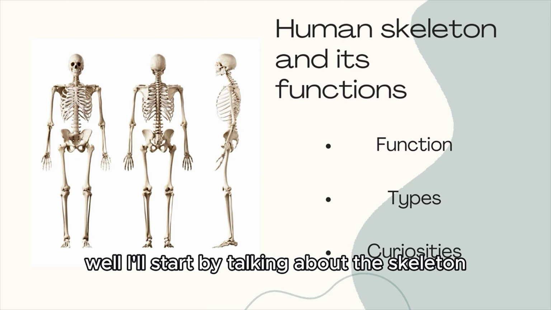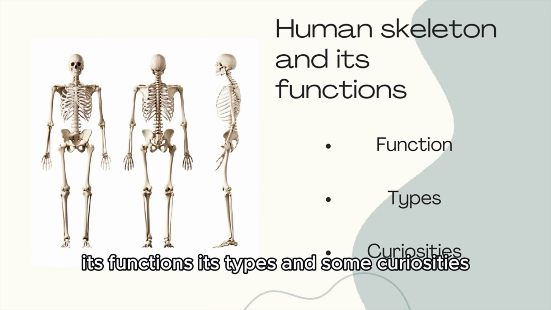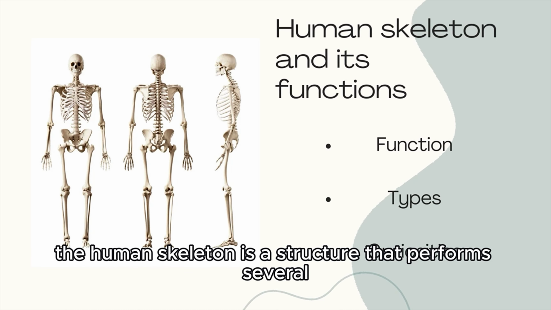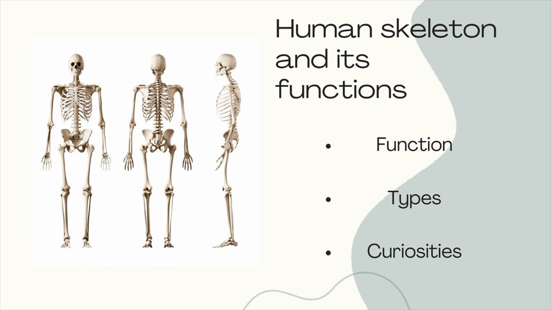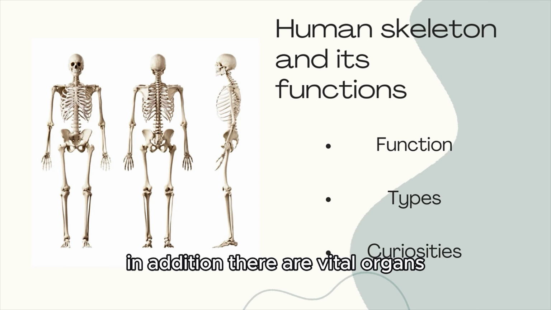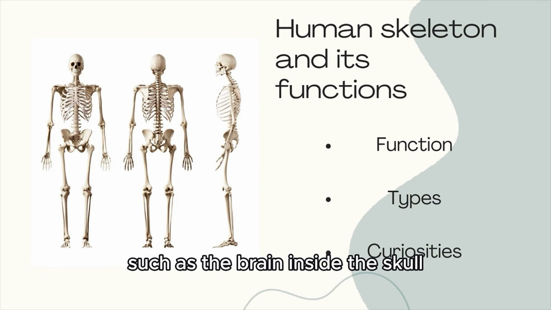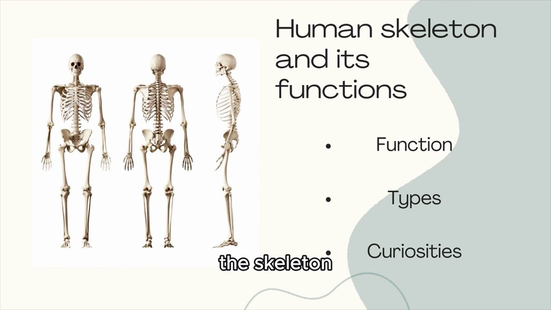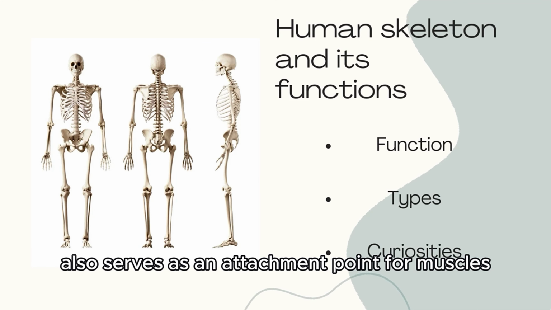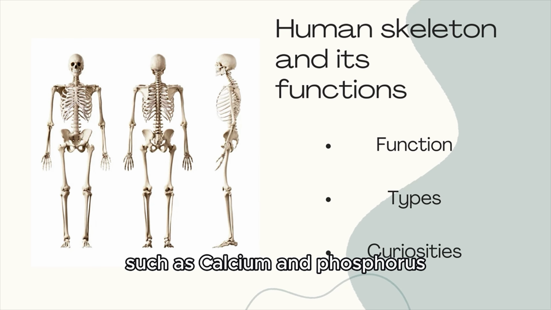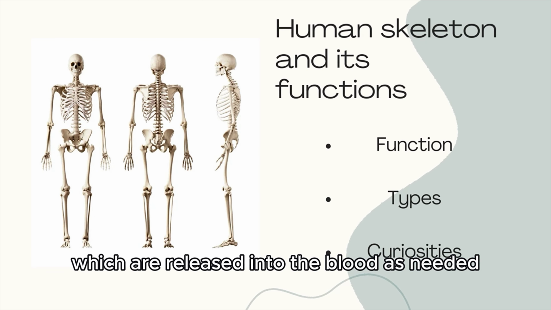Well, I'll start by talking about the skeleton, its functions, its types, and some curiosities. The human skeleton is a structure that performs several essential functions for the body. Firstly, it provides structural support, allowing us to stand and move. In addition, it protects vital organs such as the brain, inside the skull, and the heart and lungs, inside the rib cage. The skeleton also serves as an attachment point for muscles, allowing movement, and stores important minerals, such as calcium and phosphorus, which are released into the blood as needed.